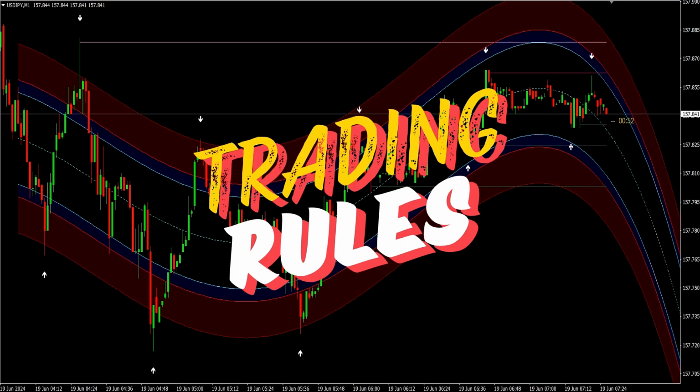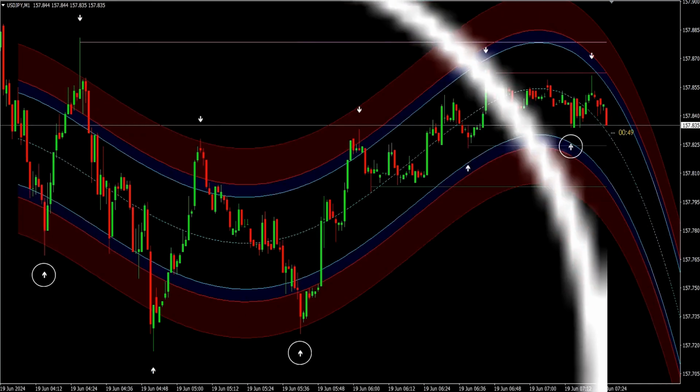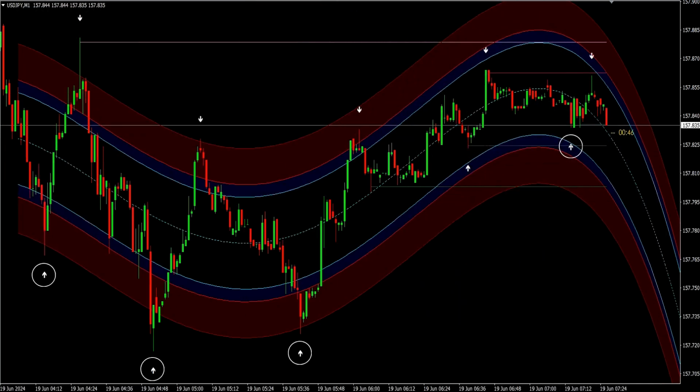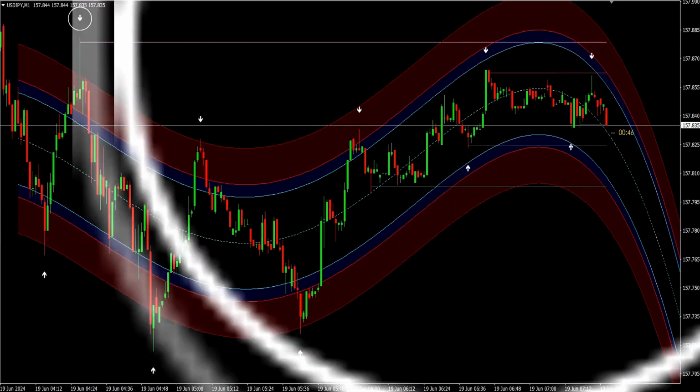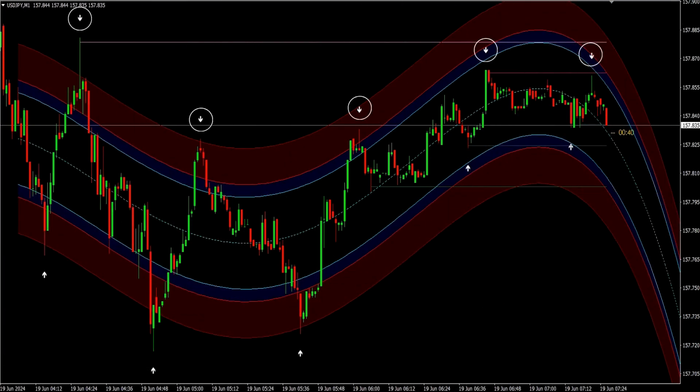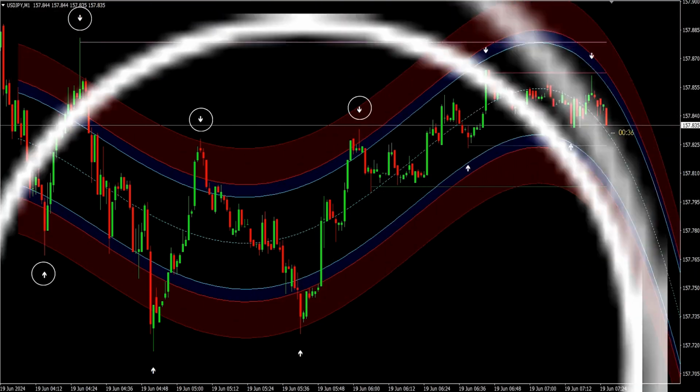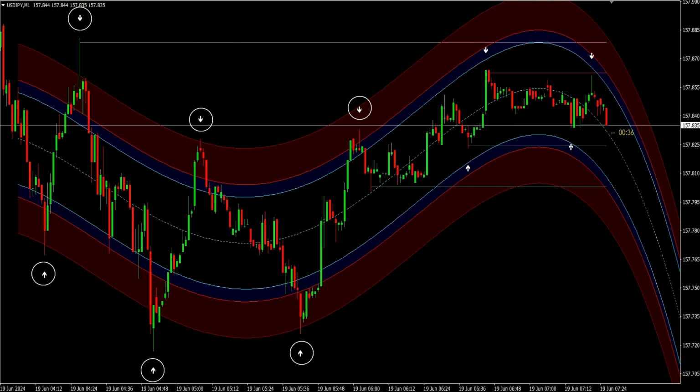Now let's talk about the basics of this indicator's signals and strategy. When price hits a support level and the indicator gives a buy signal, it's a good time to enter a buy trade. When price touches a resistance level and you see a sell signal, that's a good time to take a sell trade. When the price is inside the red zone of the channel, it often signals a strong reversal is near. This is your opportunity, but always wait for confirmation from the indicator's arrow or signal before entering the trade.